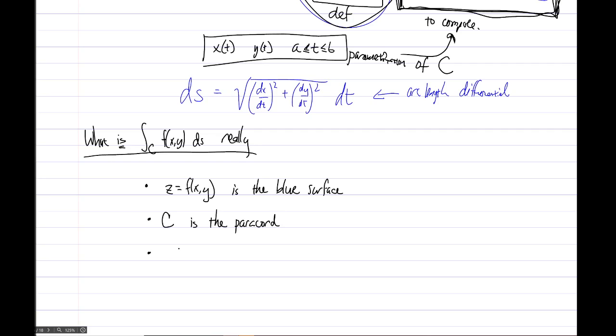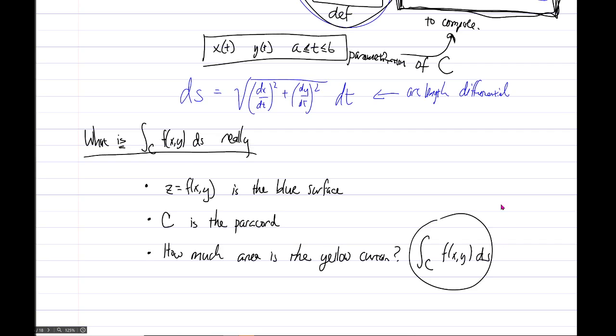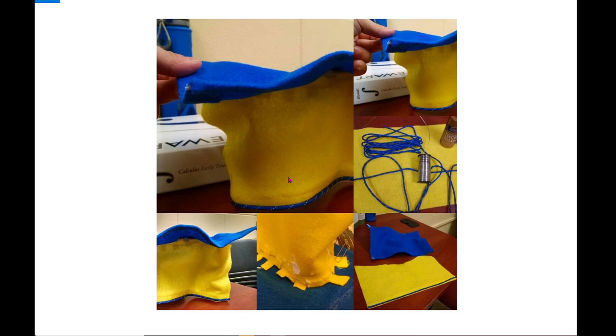And then the question really becomes how much area is the yellow felt, or the yellow curtain, let's call it. The answer to this question, that's what the integral is. So let's go back and look. Okay, so this integral really represents the area of a yellow curtain. What yellow curtain? It's this one.